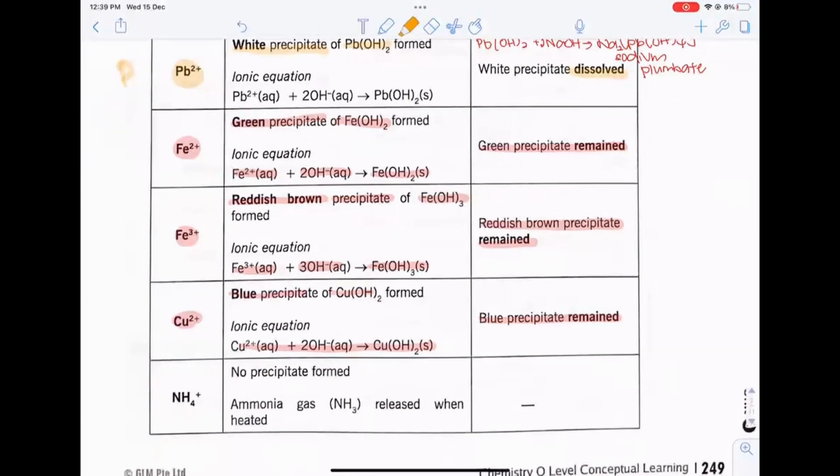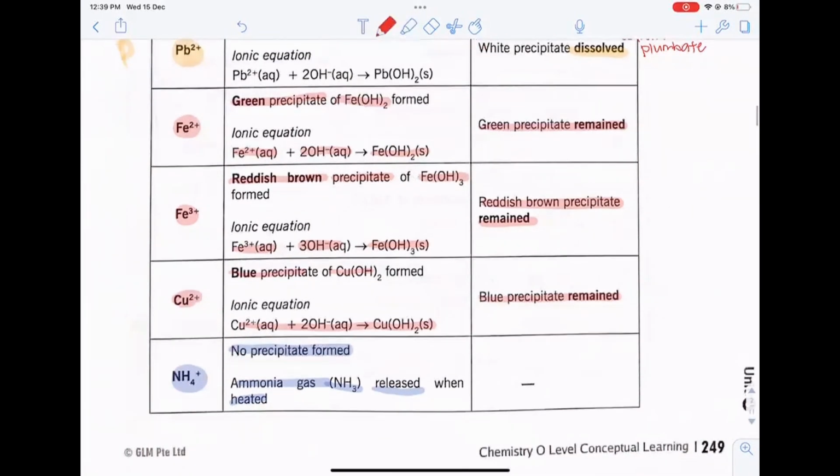And then the last one, for NH4+, there is no precipitate formed. You only have ammonia gas released when heated. Okay. So if you would like to know why, I can give you an example. For example, ammonium chloride. If I react it with sodium hydroxide, it will react to form NH3 plus H2O plus NaCl. Okay, so this is why, although there's no precipitate formed, you will have the ammonia gas released when heated.